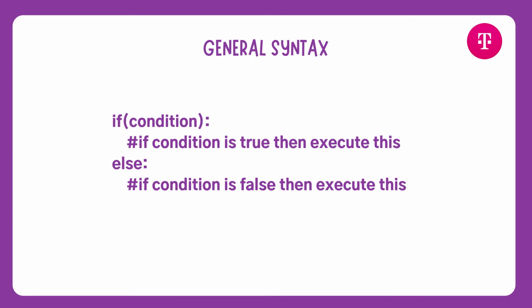Then after that a colon is there. Then in the next line we will give some space, and after that we will write the piece of code that we want to be executed if the condition is true. After this we can see that else is there with a colon, and then again some spaces are there, and after that the piece of code.